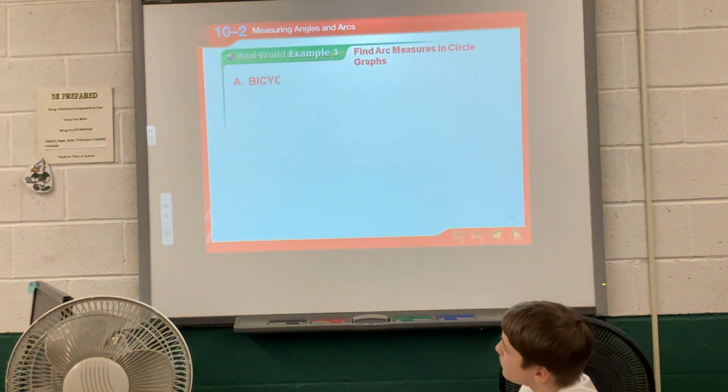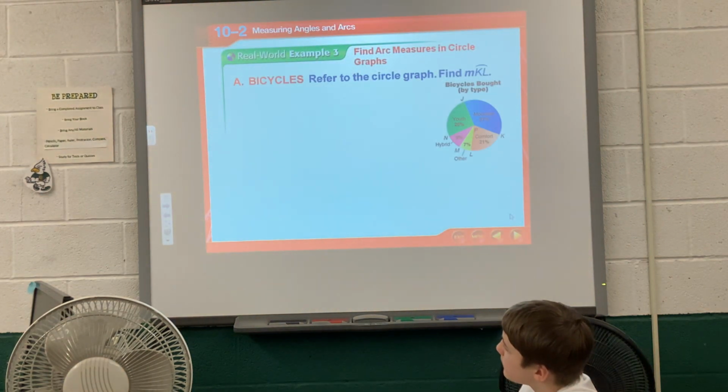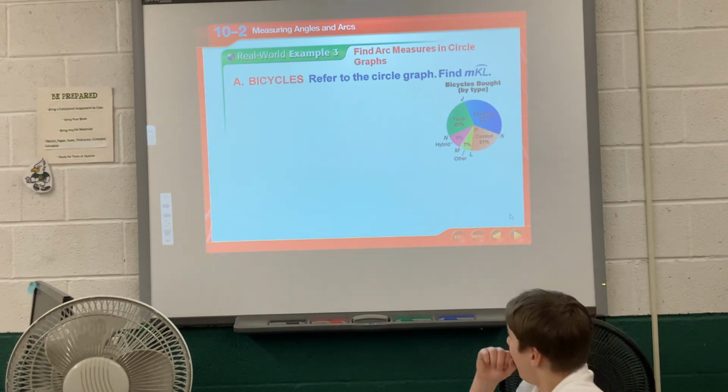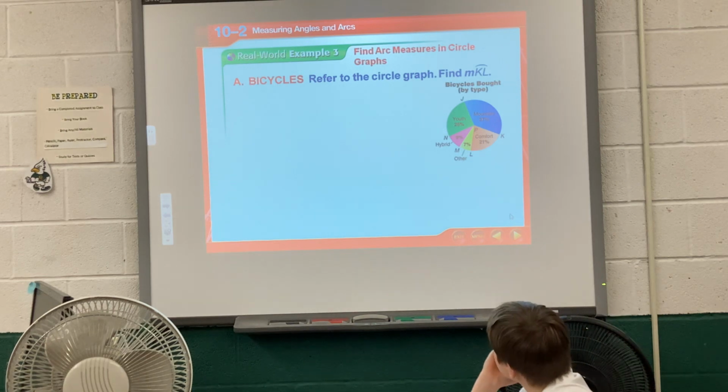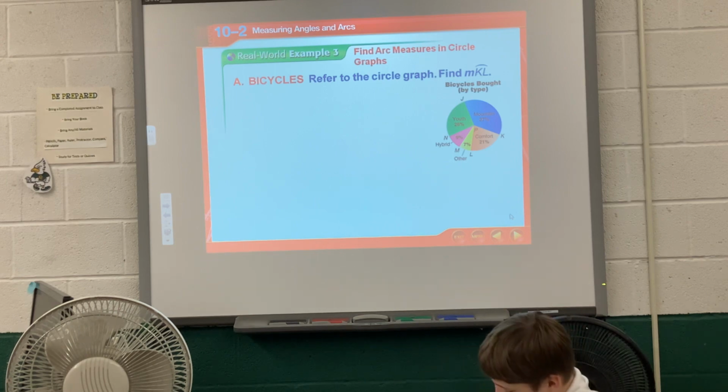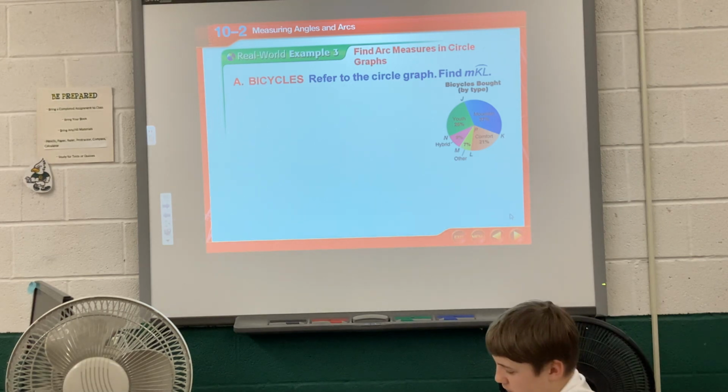So the next one, we kind of talked about a little bit yesterday, but I know it's kind of hard to see with the different colors. But this one says, refer to the circle graph and then find the measure of KL. Anytime it has that M in front, that automatically tells you you're looking for a what? A degree. So what's the measure of arc KL? So first things first, we have to find KL, right? So KL is the what section? Comfort. Yeah. The orange section, the comfort section.